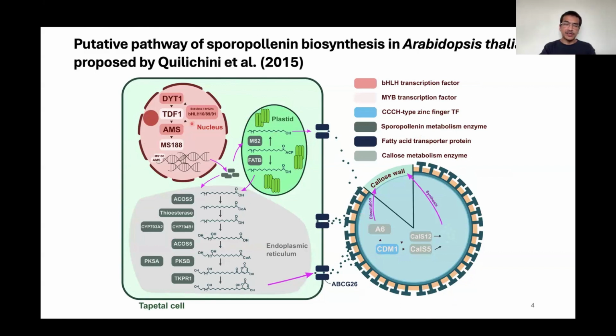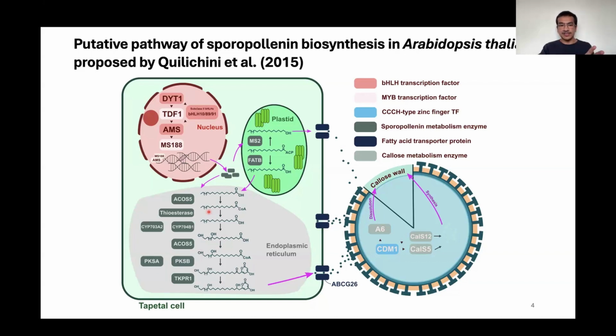And we've got a bunch of transcription factors. A lot of them are bHLH transcription factors and MYB transcription factors that activate downstream biosynthesis genes. And I say putative pathway because their positions in this pathway are all figured out through in vitro enzymatic assays. But there are still a lot of question marks. We don't really know exactly where these enzymes fit into sporopollenin biosynthesis.